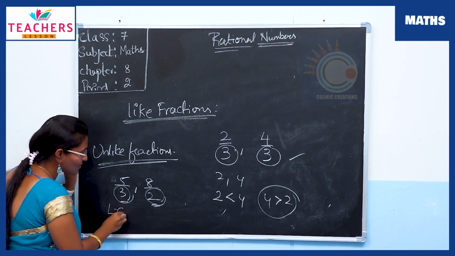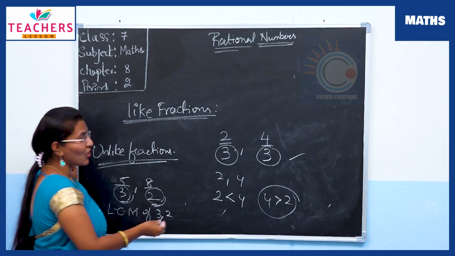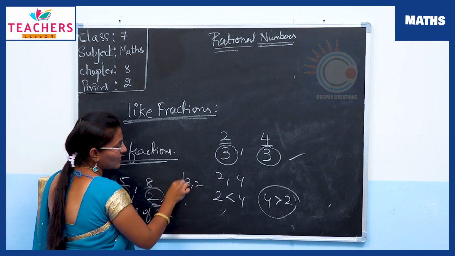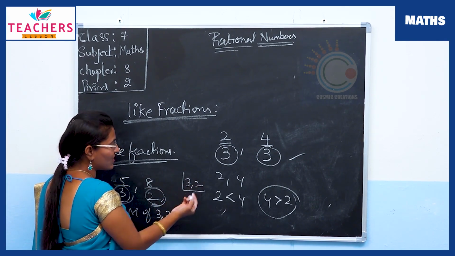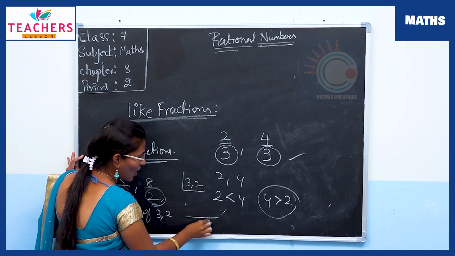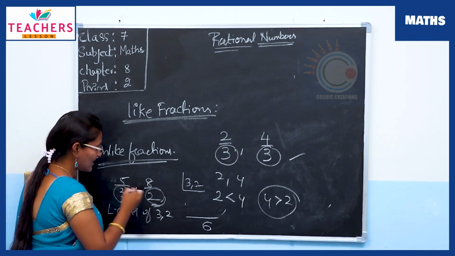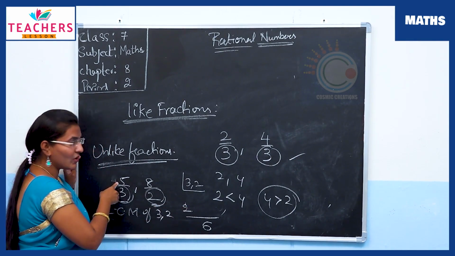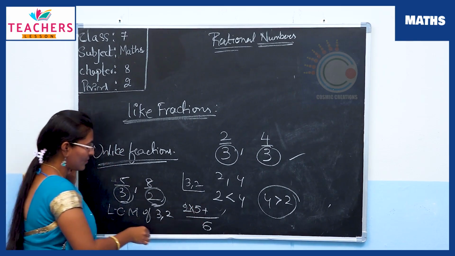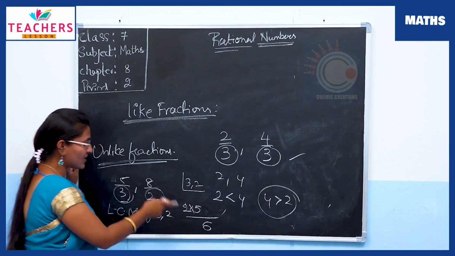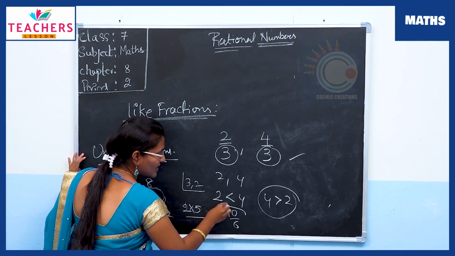So, how do you take the LCM, students? LCM of 3, comma 2. You all know, right? These have no common factors, that means 3 into 2 is 6. So, the LCM will be 6. Now what do we have in the denominator? 3. So, 3 2s are 6. So, 2 into the numerator, what is the numerator? 2 into 5. So, 2 5s are 10 by 6. So, the first number we got is 10 by 6.